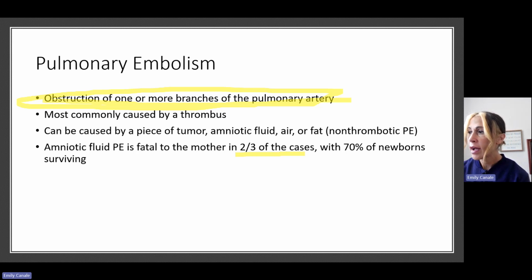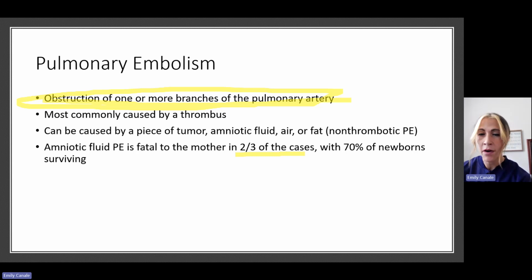So by far, though, the most common cause is due to the DVTs. Basically, what happens is that clot is going to break loose from the site of origin, most often from the leg or the pelvis, and then it travels up to the pulmonary arteries.